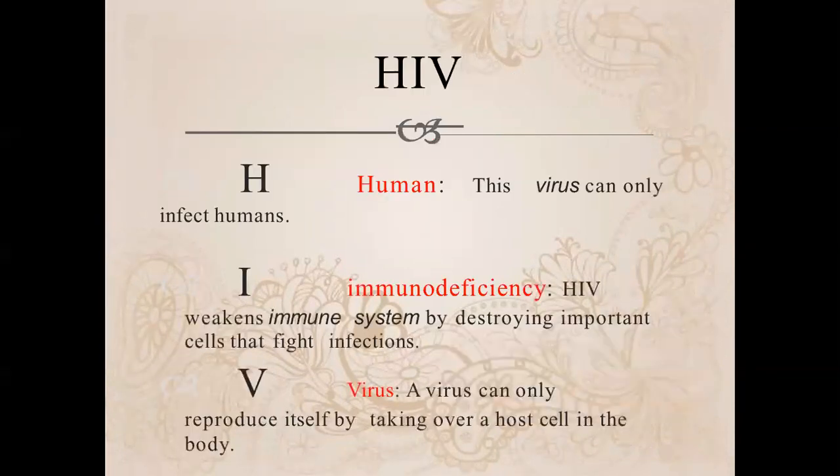So first, HIV. HIV means human immunodeficiency virus. H stands for human. This virus can only infect humans. I stands for immunodeficiency. This weakens the immune system by destroying important cells that fight infection. V stands for virus. A virus can only reproduce itself by taking over a host cell in the body. So by these three words, the name HIV has been formed.